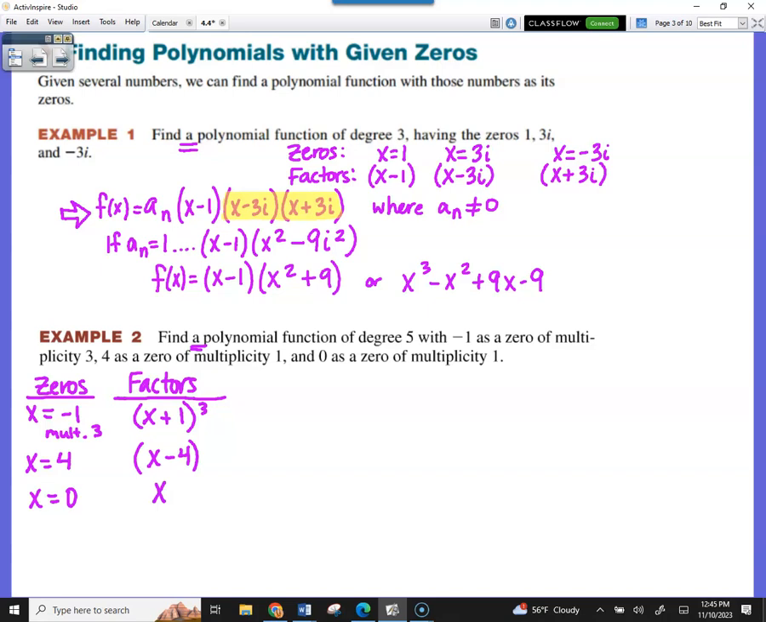Do y'all understand how I got those factors? Now, that is the foundation of your answer. Now put it in a polynomial and multiply it out. I would probably multiply it out strategically. So first, let's let a sub n equal 1, because we're going to keep it simple. We'll call it f of x. Because we're letting a sub n be 1, we don't have to put an a sub n in the front. So we have x plus 1 cubed times x minus 4 times x.